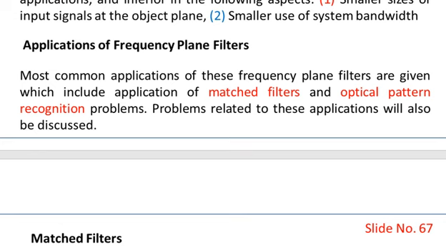Application of frequency plane filters. So far we have discussed two main frequency plane filters. One was the Vander Lugt filter, the other was the joint transform correlator. And here we are going to discuss the applications of such frequency filters. The most common applications of these frequency plane filters include matched filters and optical pattern recognition problems. Problems related to these applications will also be discussed.